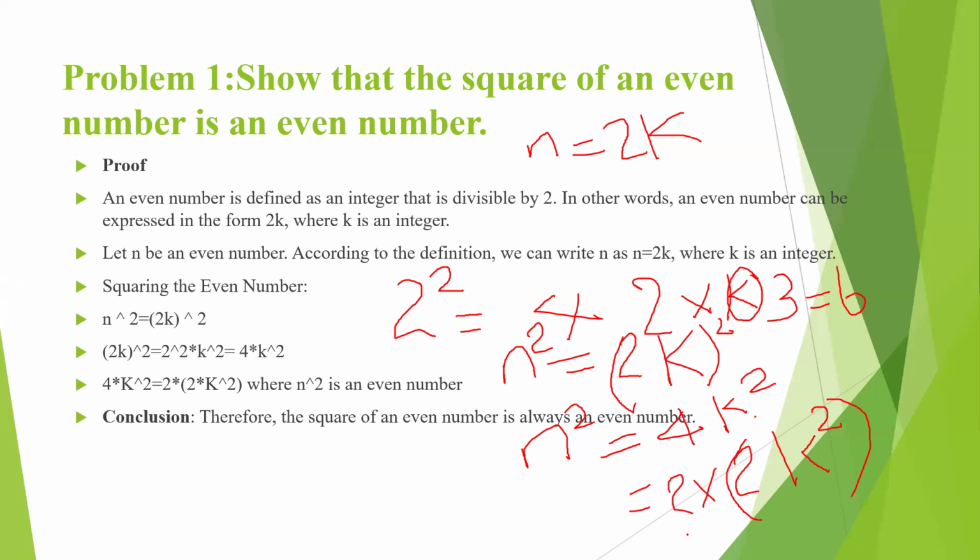So what we got is n square, and we can show that it's an even number. Just 2 into some number, that number is the square of that number. 2 into the square of that number. So what is it? It's an even number. Therefore we show that the square of an even number is also an even number. Okay.